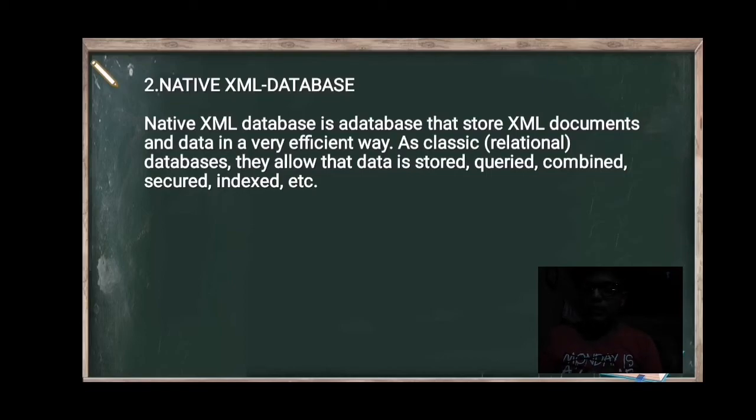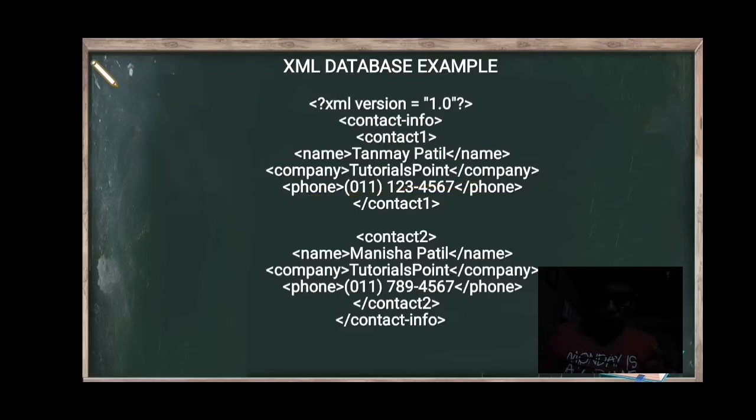So here is the example of XML database. Here, a table of contacts is created that holds the records of contacts, contact 1 and contact 2, which in turn consist of three entities: first, the name, second, the company, and the third one, the phone.